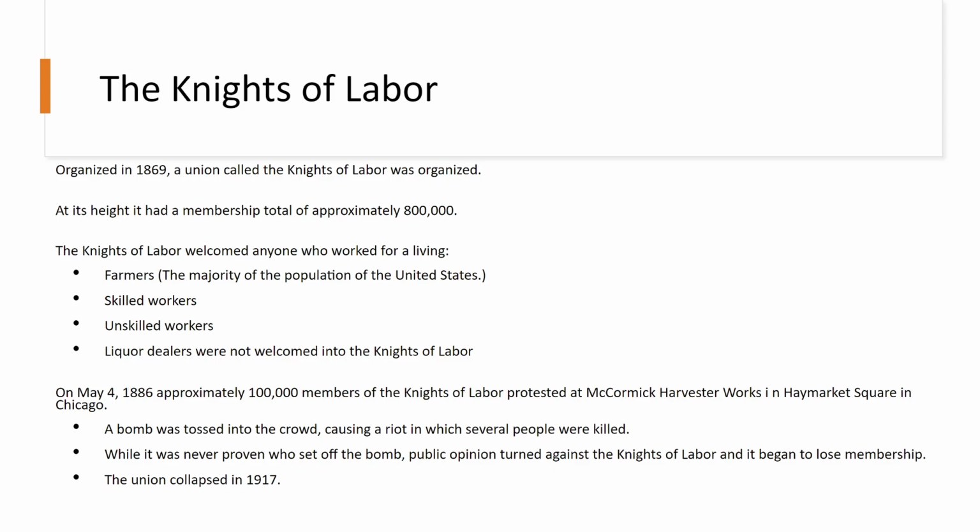It's not proven that it's the Knights of Labor that did this, because if you remember the history, this is also a period in which anarchists are on the rise too. So it could have been an anarchist versus a labor union, but to people who were against labor, there's no difference between an anarchist and a unionist. So the Knights of Labor is going to completely collapse by 1917.